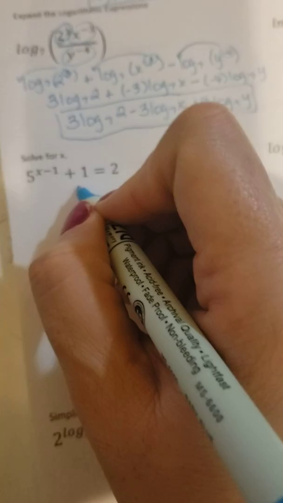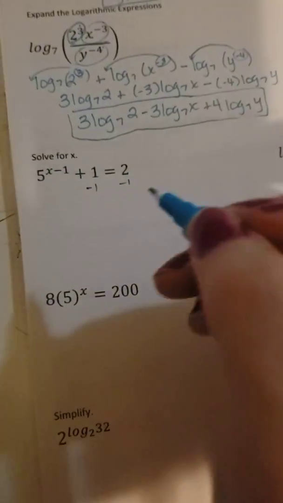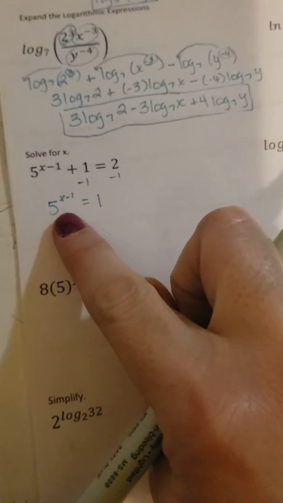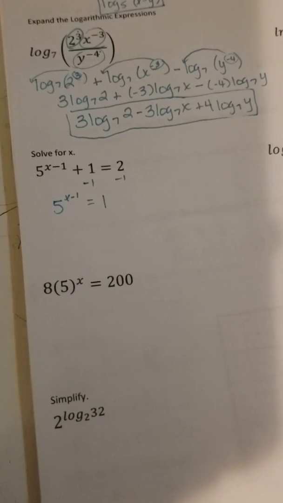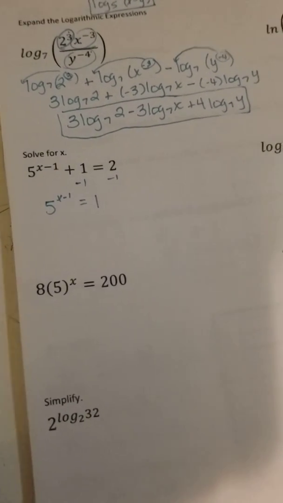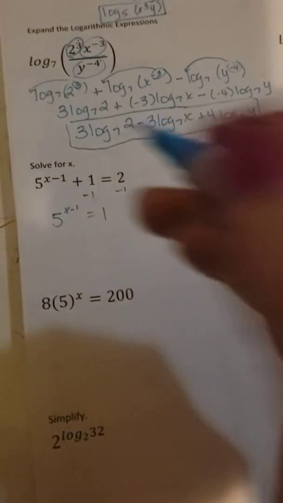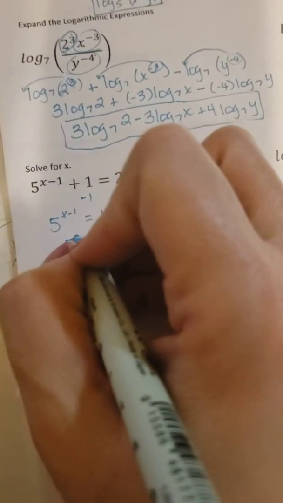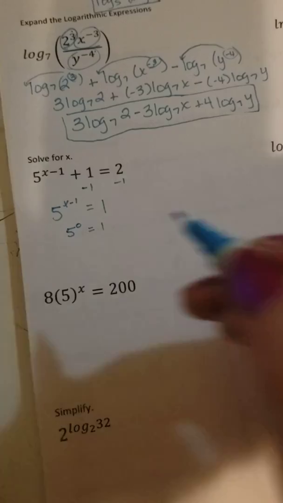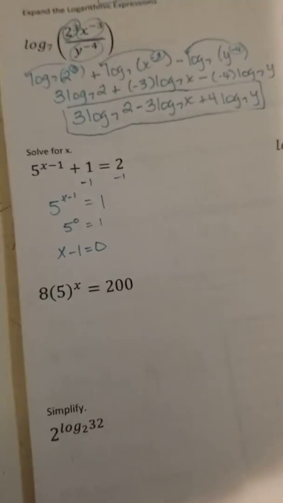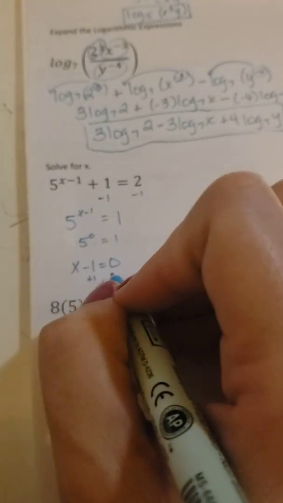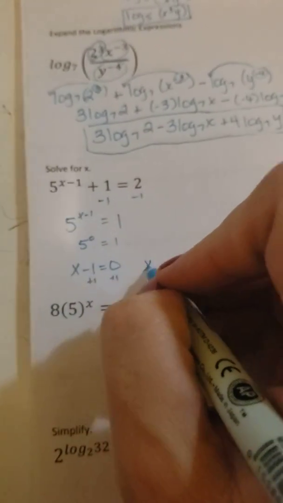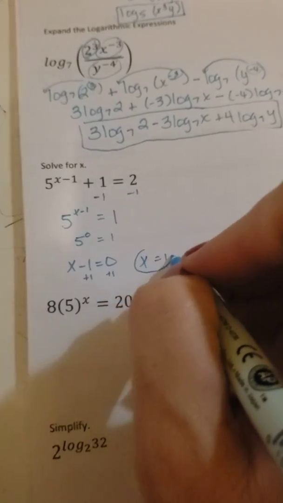So I'm going to start here by subtracting a 1 from each side of this equation. That gives me 5 to the x minus 1 equals 1. And now I kind of have to use my knowledge of the exponent rules. I could use a logarithm to solve this, but in the end, I still have to know that 5 to the 0 power would equal 1, which means that x minus 1 has to equal 0. So if I add a 1, that means that x equals 1.